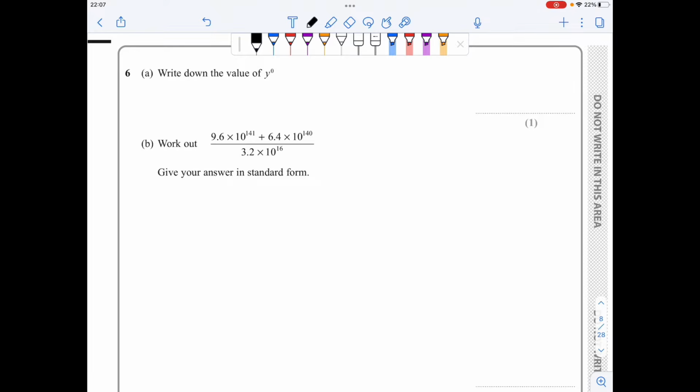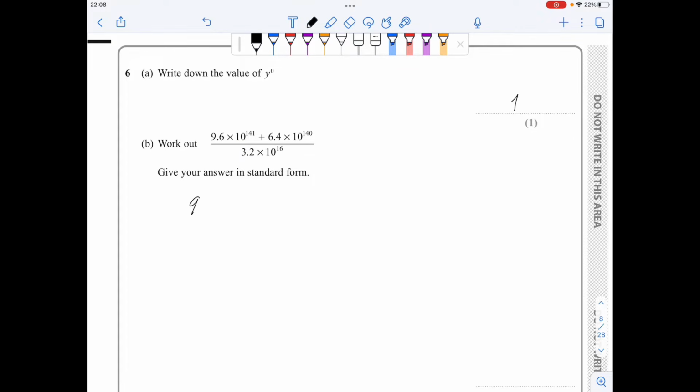For part A, note that anything to the power of 0 is always 1, so that's the answer. Now for part B, I know you can put this on the calculator and get the final answer, but I will do this manually, at least part of this. Now for the numerator, note that the two parts have a difference of 1. So what I'm going to do is reduce this by 1. Reducing by 1 means I have to get rid of a factor of 10. I'm going to pass this to the number in front.